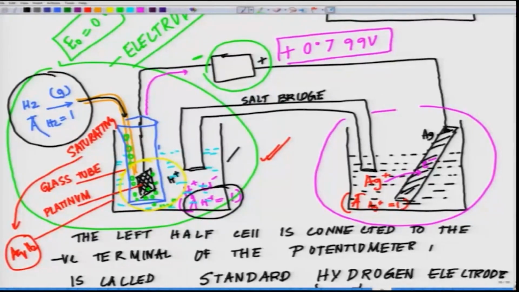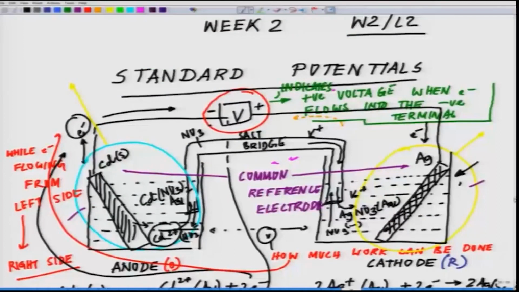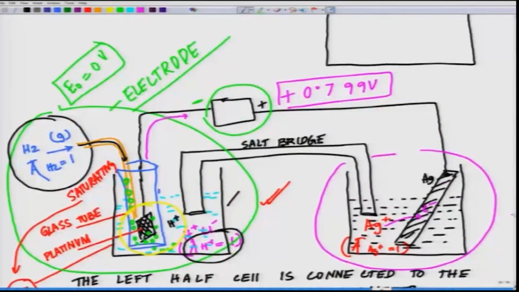If you remember, I told you something earlier, so I will go back to that. In one of the previous classes I told you about the potentiometer. If you recollect, a positive voltage indicates that electrons flow into the negative terminal. So you are observing a positive voltage here, which means electrons are moving onto the negative terminal. So the electron flow is like this: from the standard hydrogen electrode the electrons flow in this direction and eventually reach the Ag.